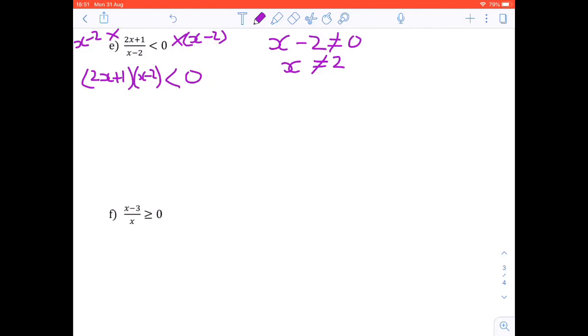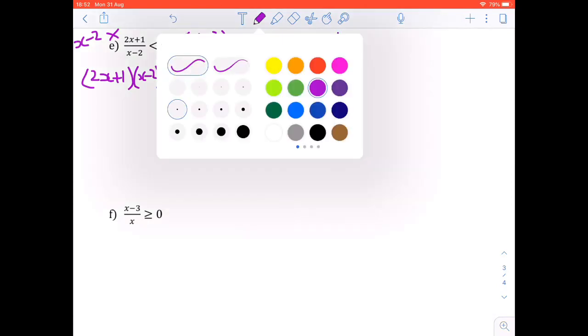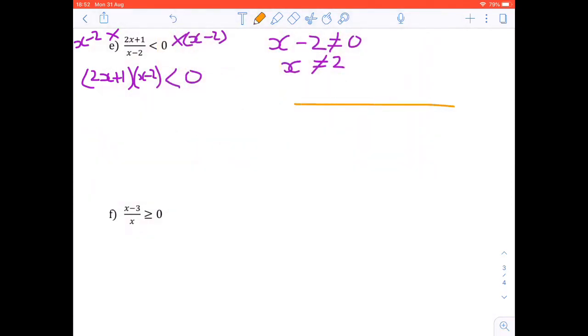Okay, so now let's solve. We now are in the quadratic form, so we can go straight to our picture now. And if you had to solve this, it would be a smiley face parabola. Our critical values would be whatever 2x plus 1 equals to 0. So that would be x equals negative a half, or x equals 2, right? So let's put that in, negative a half and 2.